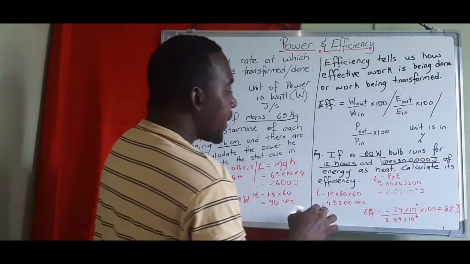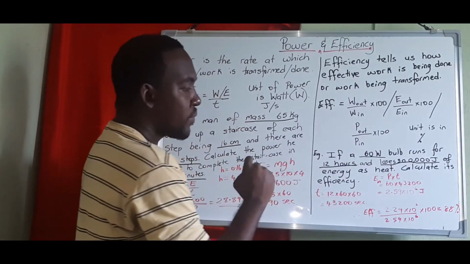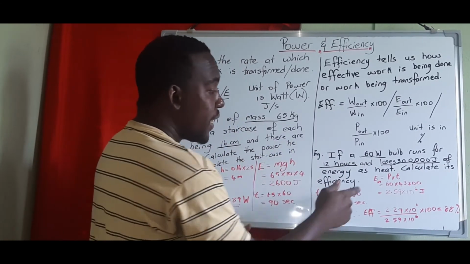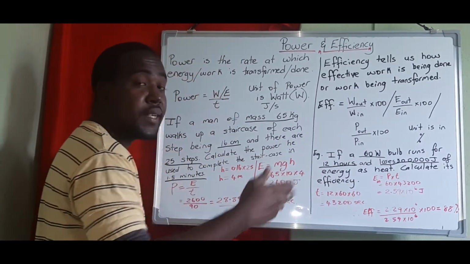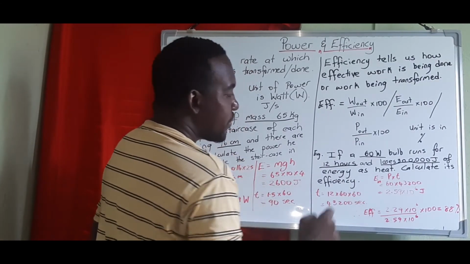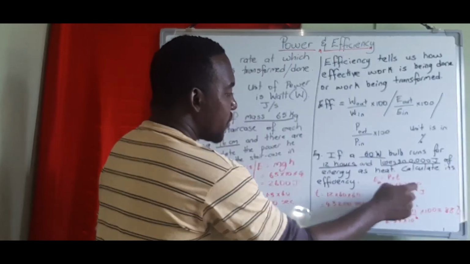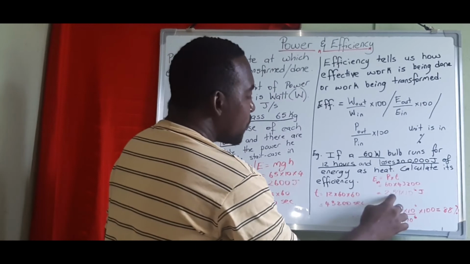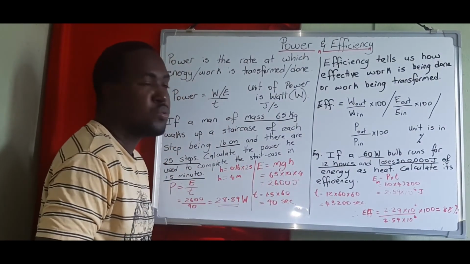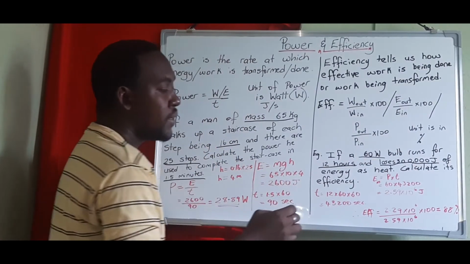So now that we have time and we have power, we can find the energy that is being inputted into the bulb. And energy in is the power times time. Power is 60 times the time, 43,200, and we get 2.59 times 10 to the 6 joule. So this is the amount of energy that is being supplied to your bulb, right?